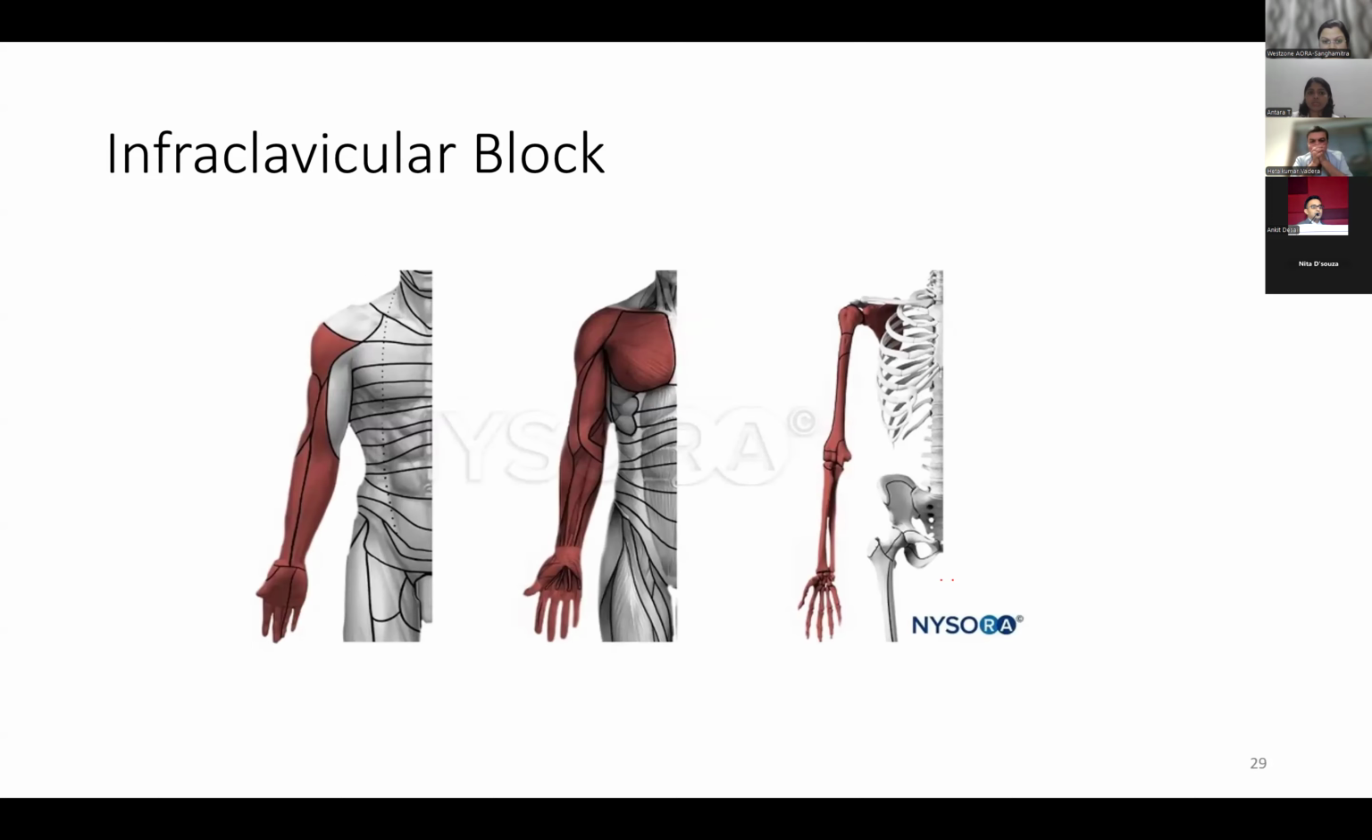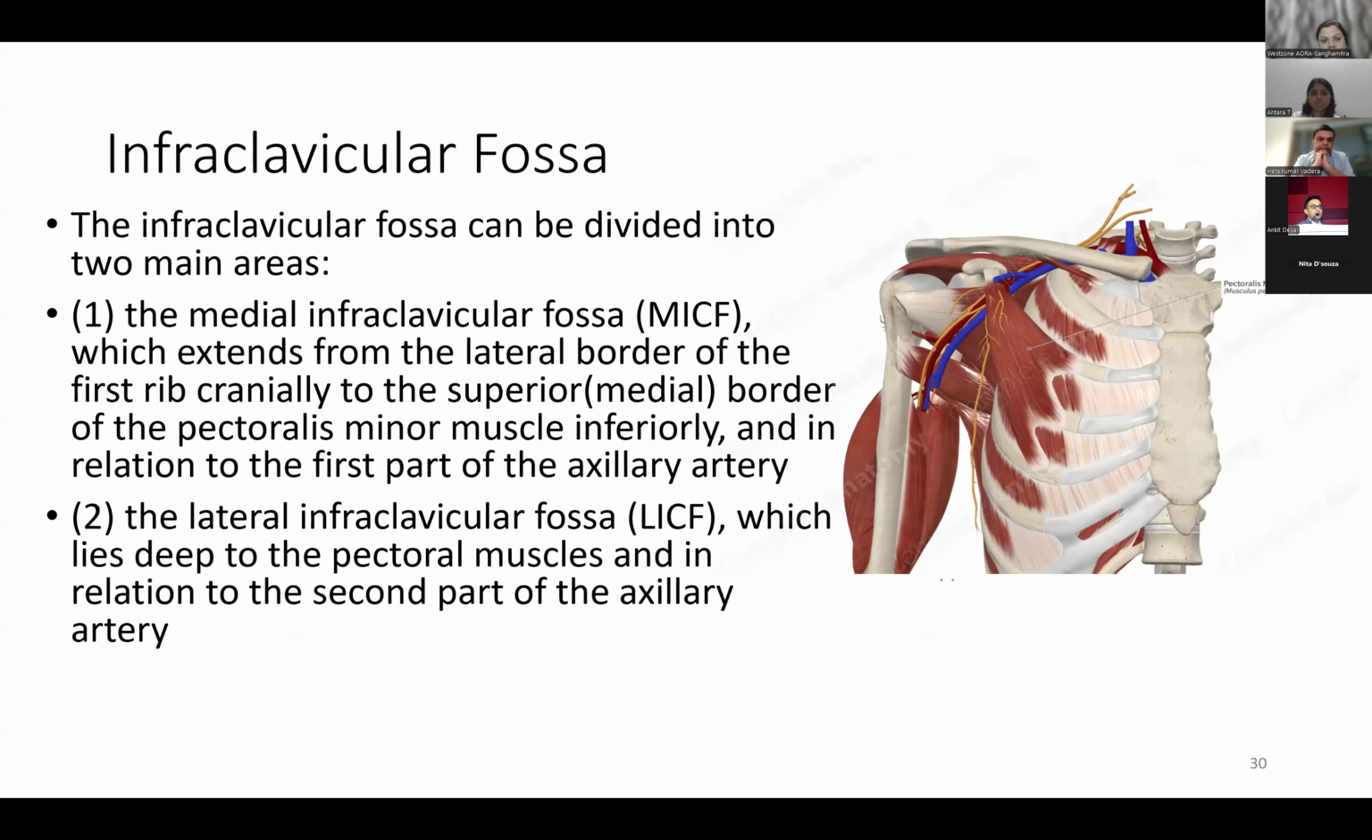Okay, so now we come to the infraclavicular block. These are the dermatomes, myotomes, and osteotomes that are covered in this block. In this block, we have two components. One is the costoclavicular and the lateral infraclavicular. So the infraclavicular fossa is divided into two main areas.